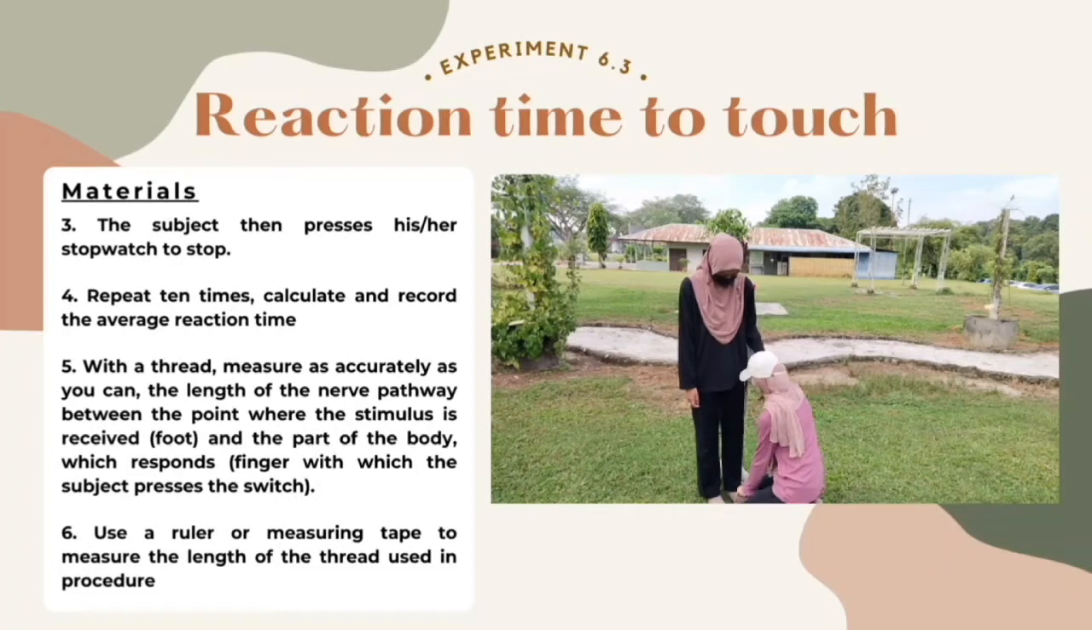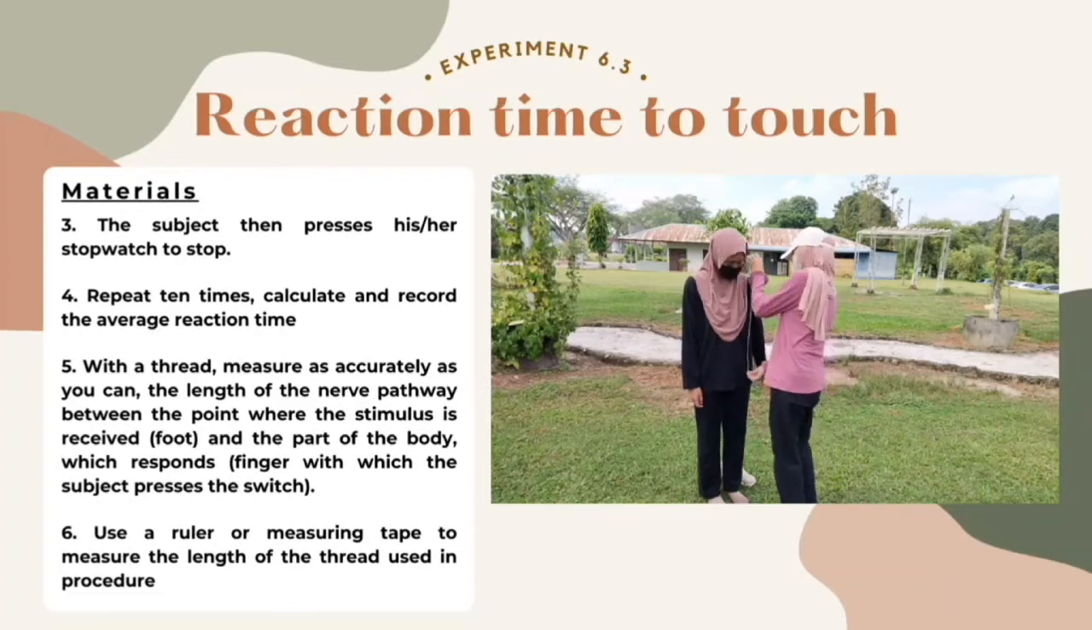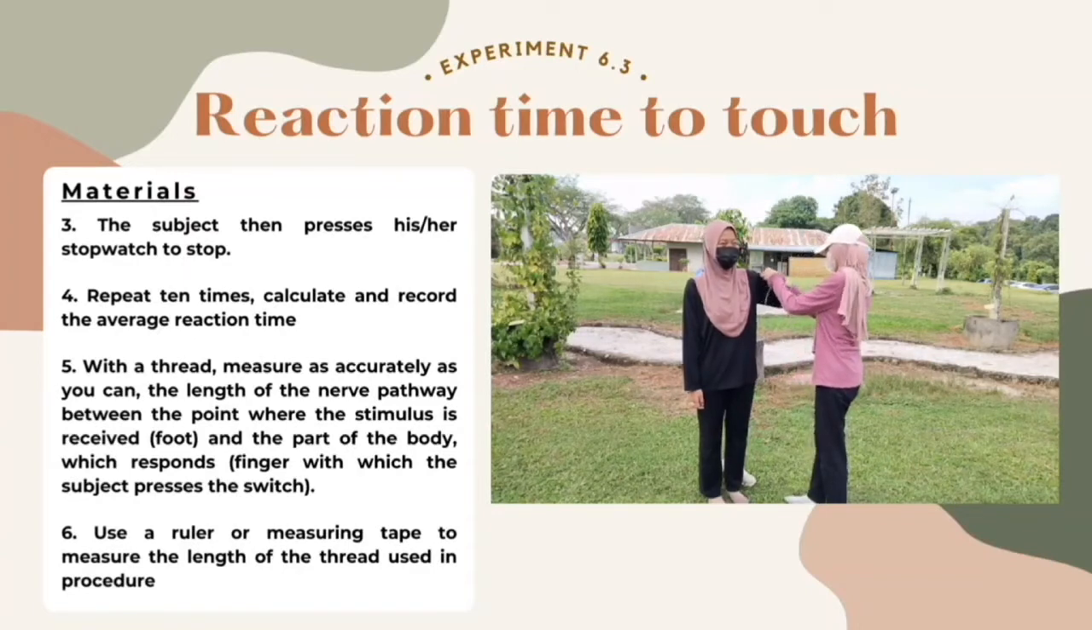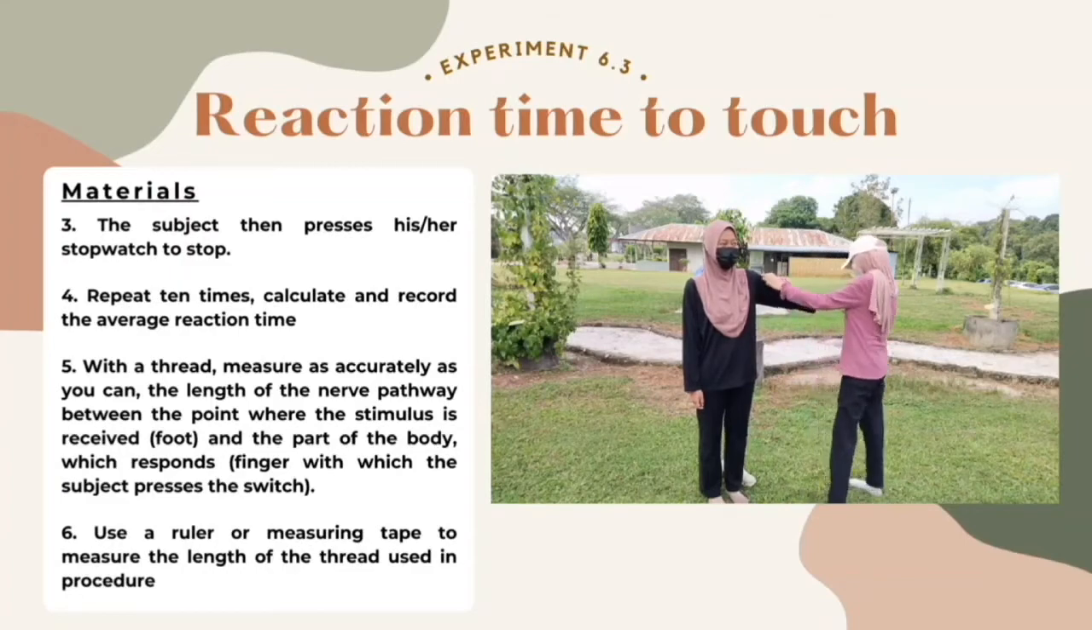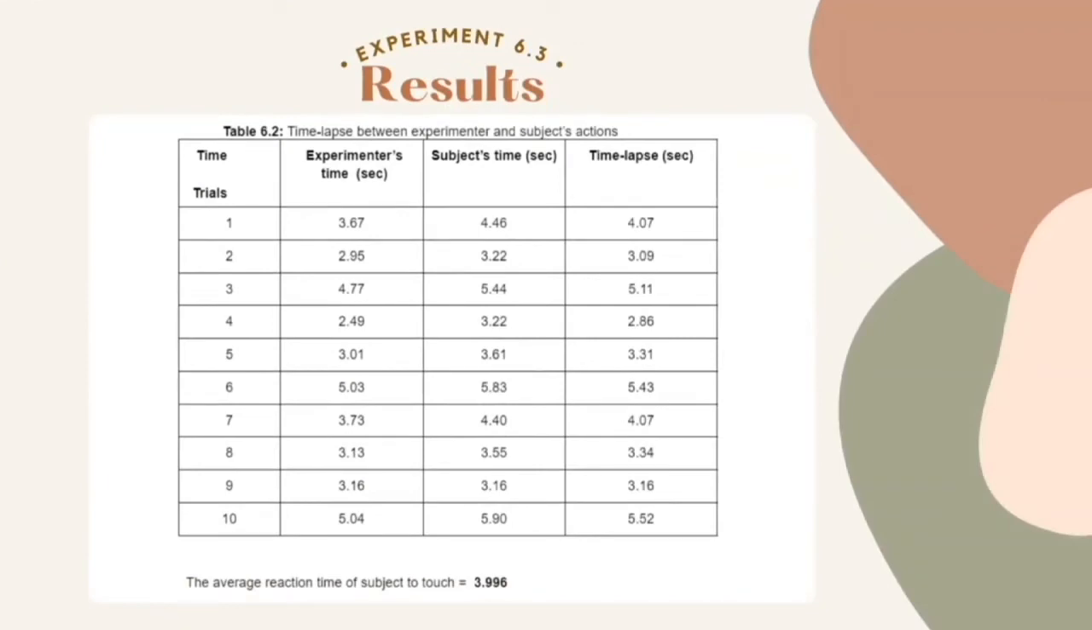The fifth procedure is, with a thread, measure as accurately as you can the length of the nerve pathway between the point where the stimulus is received, which is the foot, and the part of the body which responds, the finger with which the subject presses the switch. Lastly, use a ruler or measuring tape to measure the length of the thread used in the procedure. And here are the results of experiment 6.3.